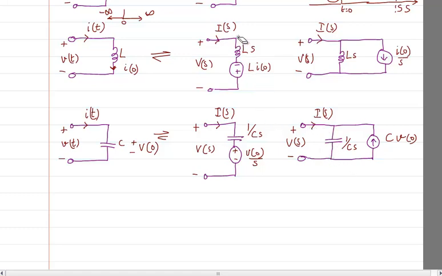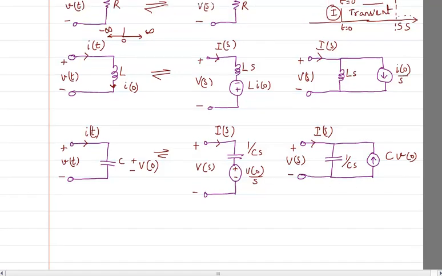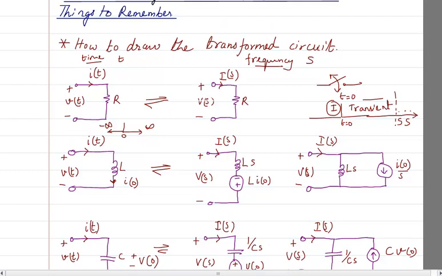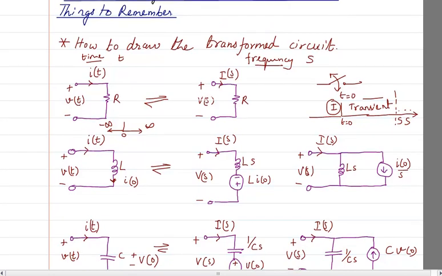In the case of an inductor, the current was in the same direction as I of S. The voltage was in the same direction as V of S. Whereas in the case of a capacitor, you have to remember the voltage is always opposite to what was used to initially charge it. So this is something that we have to remember, how to draw the transformed circuit.